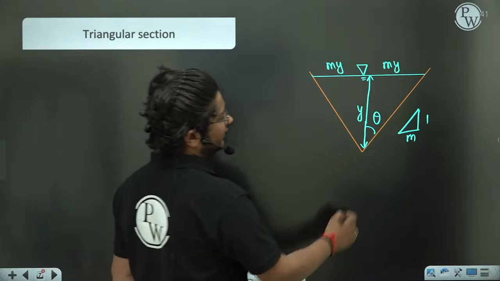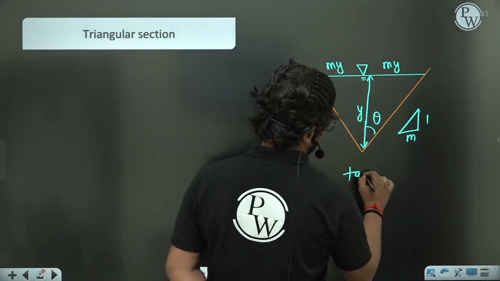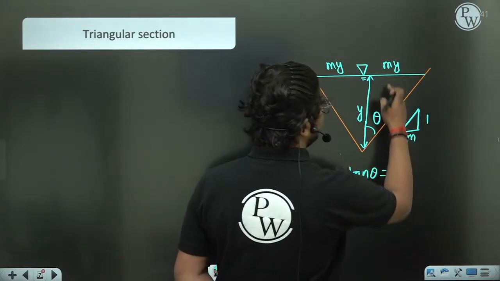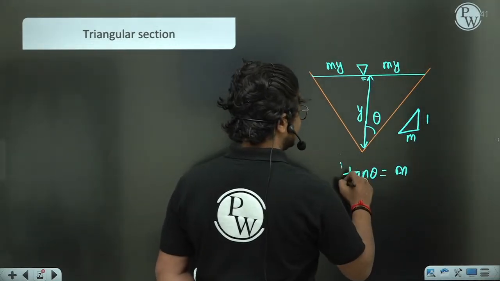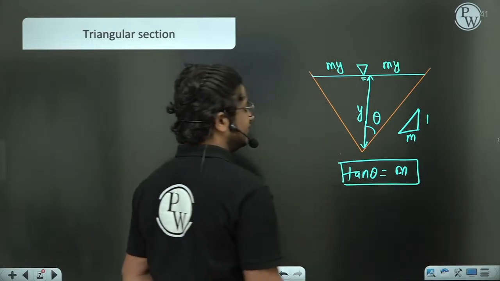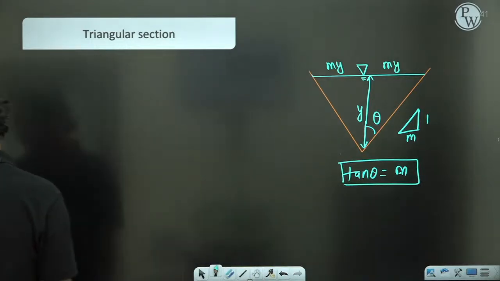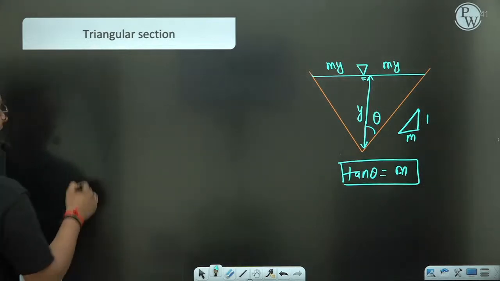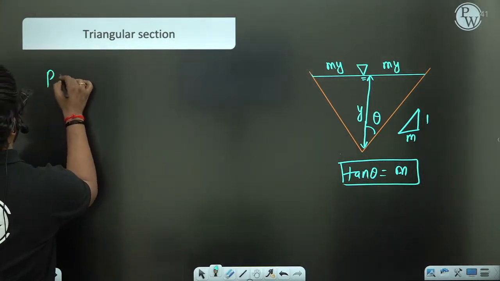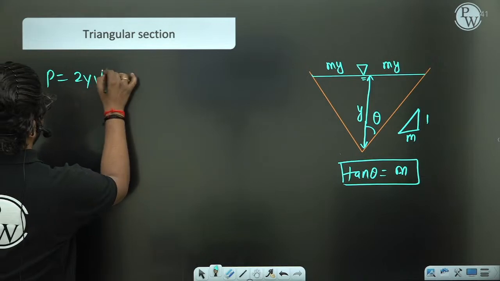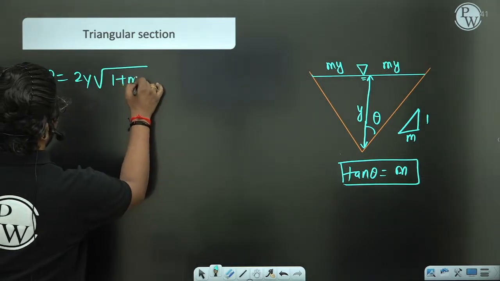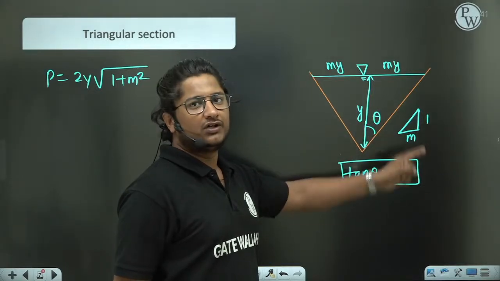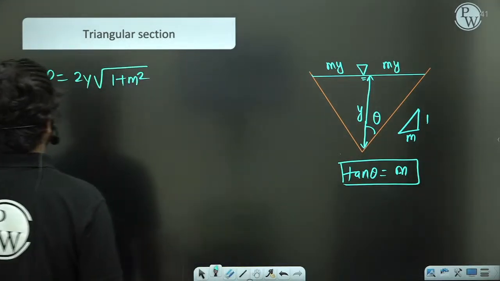So here if you take tan theta, it will be perpendicular by base, so m. So m is equal to tan theta here. That you need to understand. Now here also if you write the perimeter, the formula will be 2y root under 1 plus m square. Basically the summation of this length and this length will give you the total wetted perimeter.